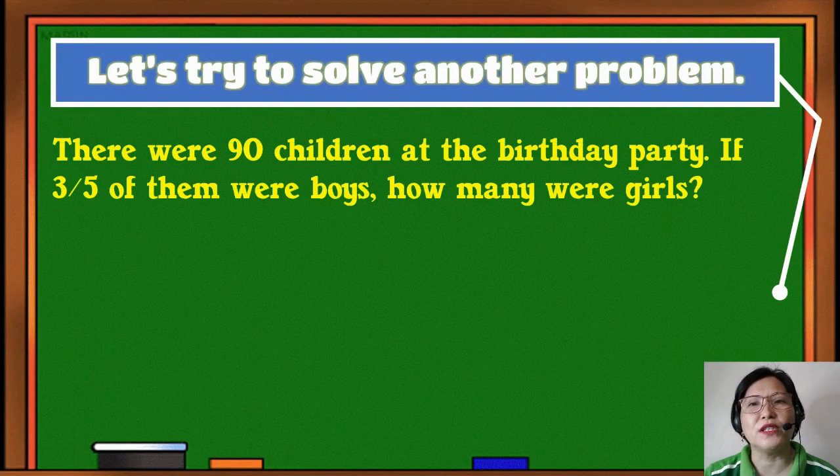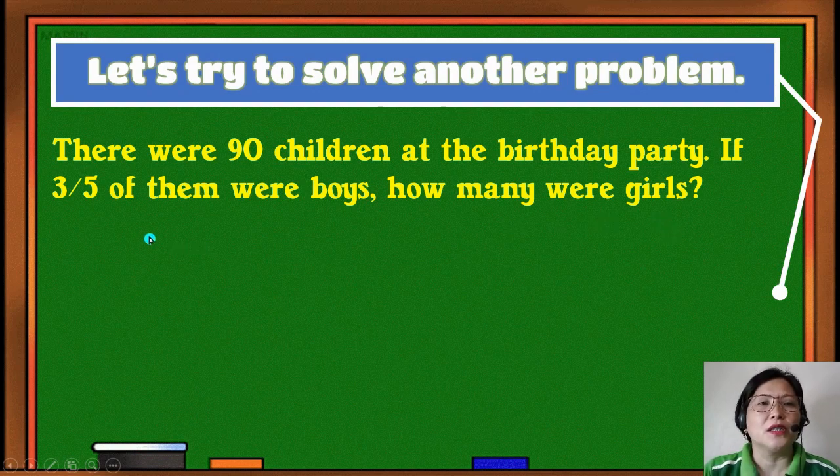Let's try to solve another problem. There were 90 children at the birthday party. If 3/5 of them were boys, how many were girls? So what's the question? How many were girls? So what is the problem asking for? It's asking for the number of girls.